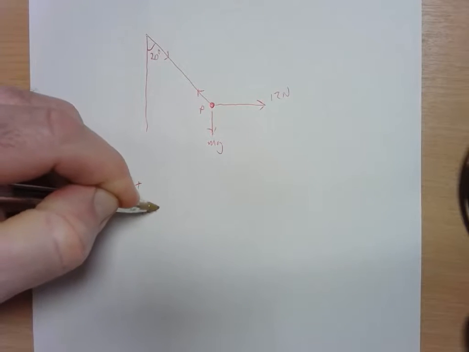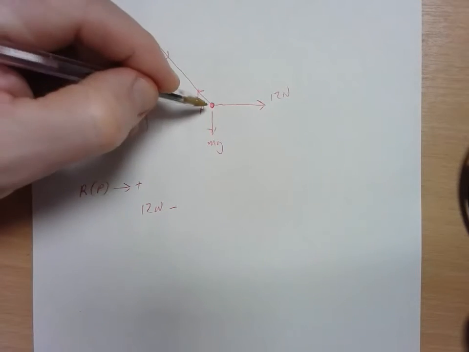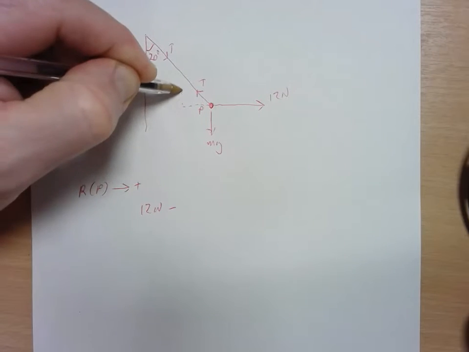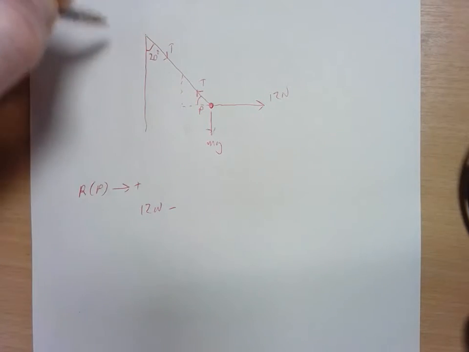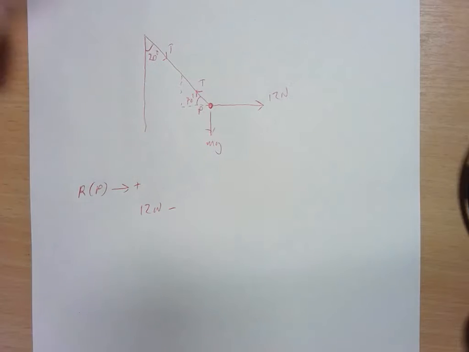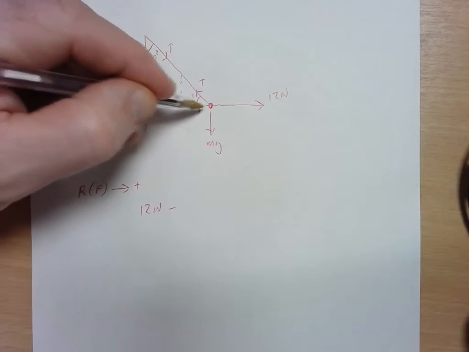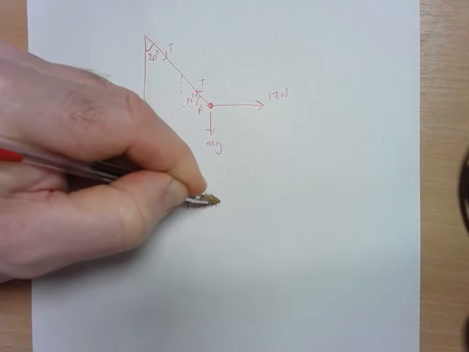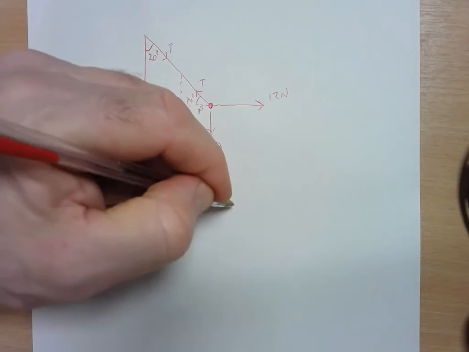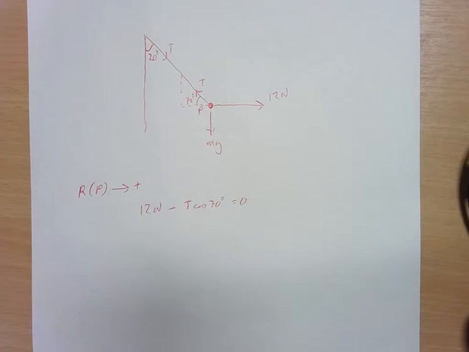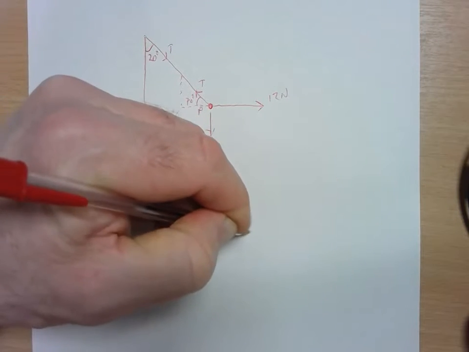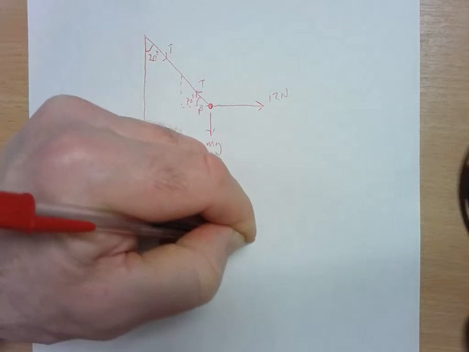So 12 newtons minus a component of the tension there. So we'll just put that angle in there, which is 70 degrees, and it's going to be minus T and the horizontal component, which is T cos 70. And that must equal 0 because it's in equilibrium. So T equals 12 over cos 70.